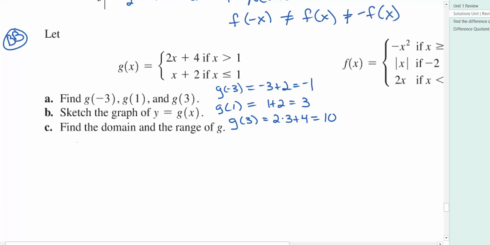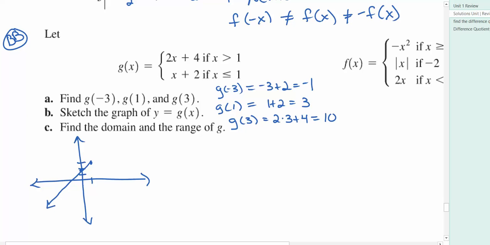We have some points already that we can plot. We know the interesting thing, the graph changes at 1. So when x is 1, g is 3. And then if you pick a number to the left of 1, like 0, you're still going to use this equation. So 0 plus 2 will be 2. So we have a y-intercept of 2. So we just have this line here going down like this for x values less than 1.